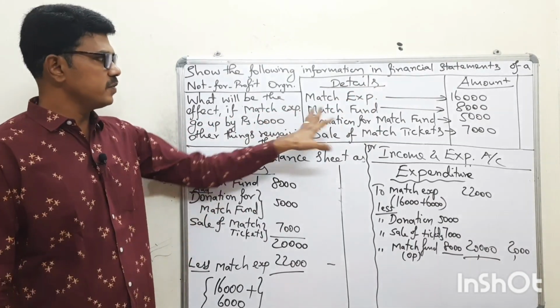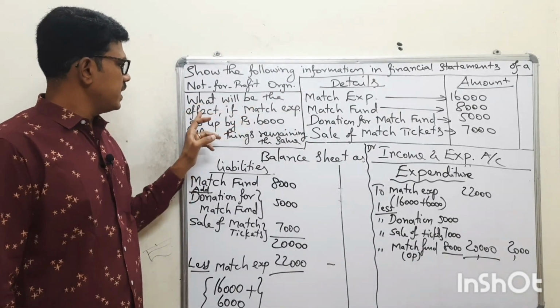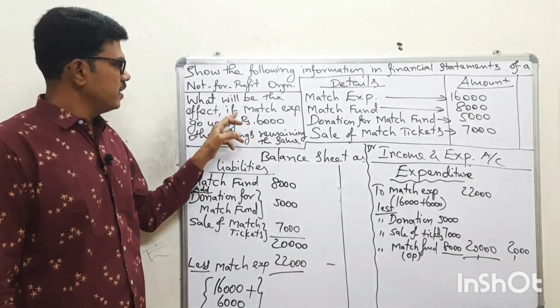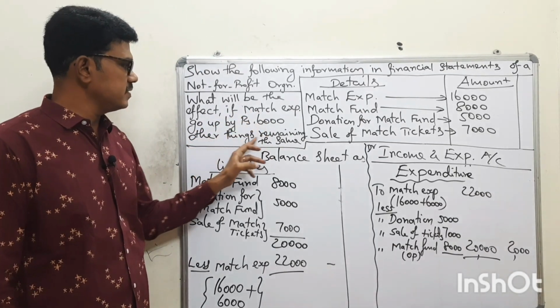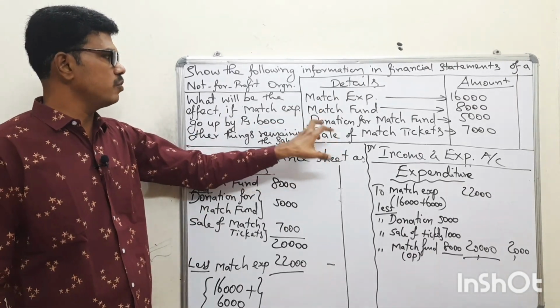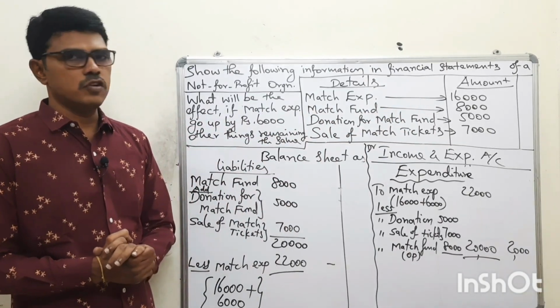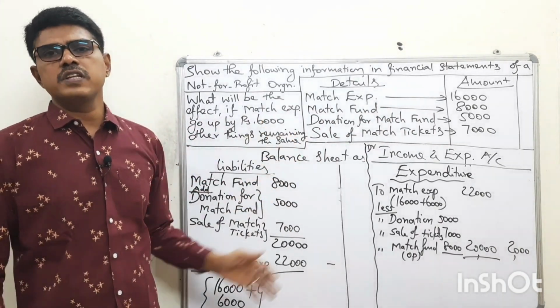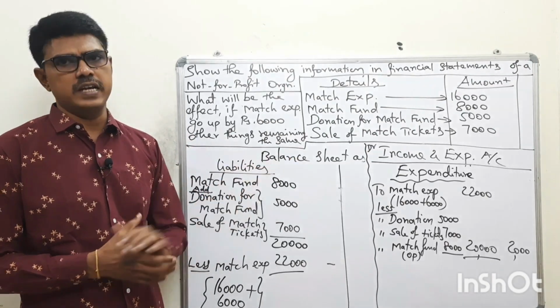Apart from this, they have given one more question. What will be the effect if match expenses go up by rupees 6,000, other things remaining the same? When there is no change in the other details, only the match expenses increase by 6,000 rupees. Then how to present the values? How to show the values in the financial statement or final accounts?